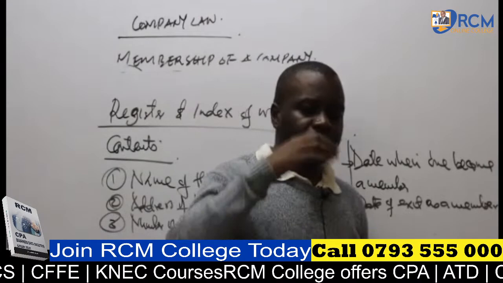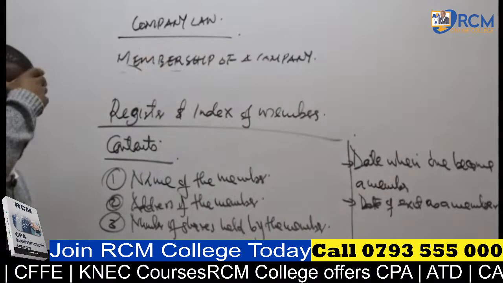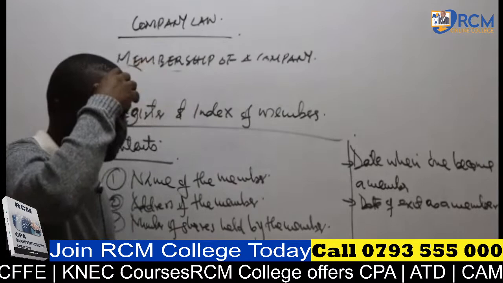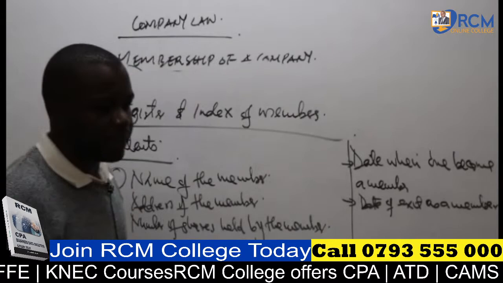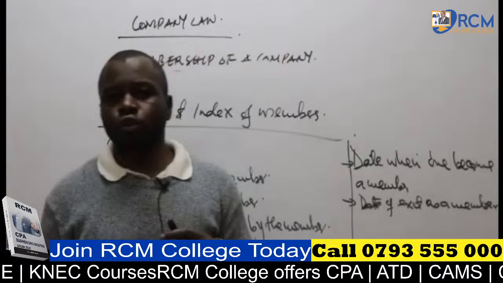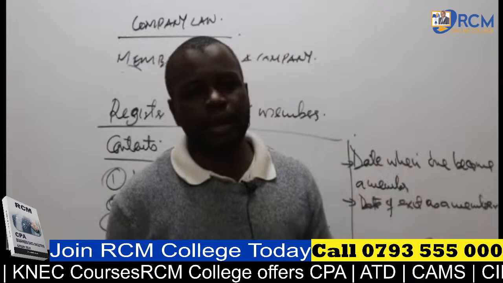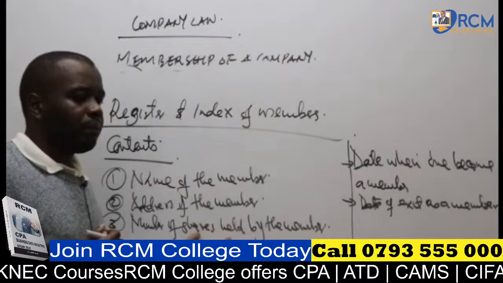And then also, you need to know that under certain circumstances, changes can be made to the register of members. For example, if a person's name is not appearing, the company will be forced to include the name of that particular person. Or changes can be made where a person's name appears by mistake in the register of members, then the company has to ensure it has made the changes by ensuring that name has been removed.